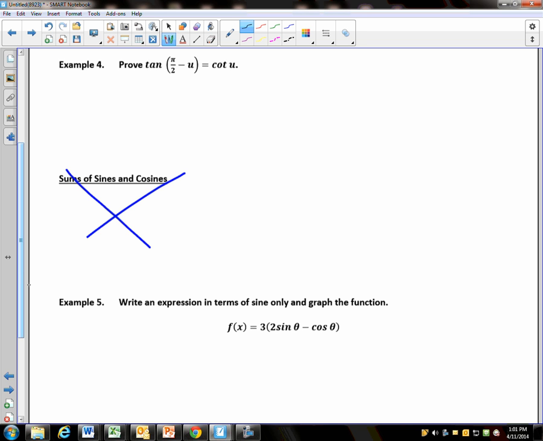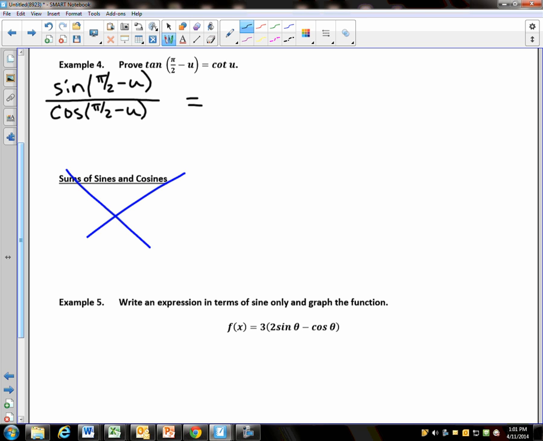Tangent is the same as what? How can you rewrite tangent? Sine over cosine. So we're going to take the sine of pi over 2 minus u divided by the cosine of pi over 2 minus u. That's the same thing as tangent of pi over 2 minus u. So I rewrote it like that. And watch what happens. It's really quite nice. Just get past this next step, and then it's really pretty.